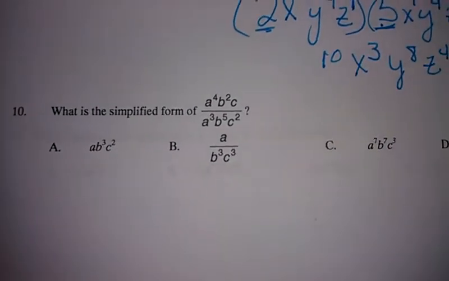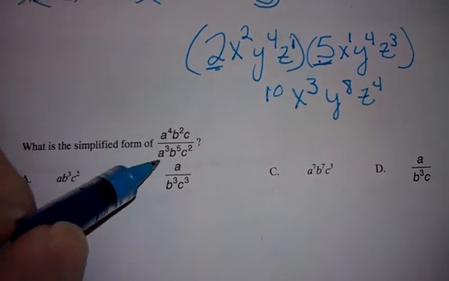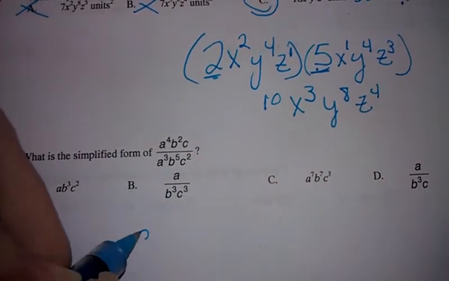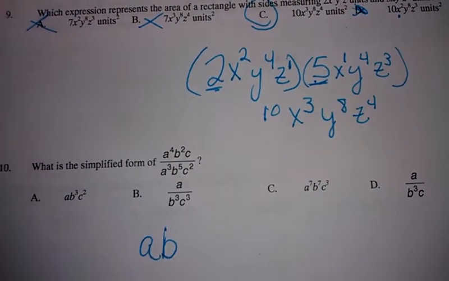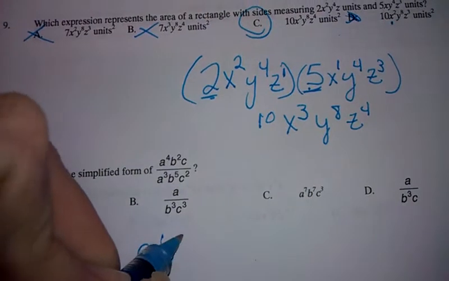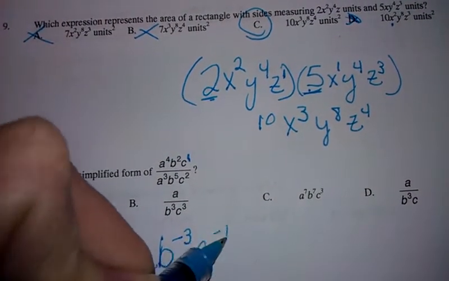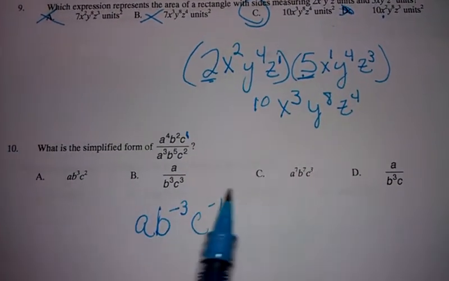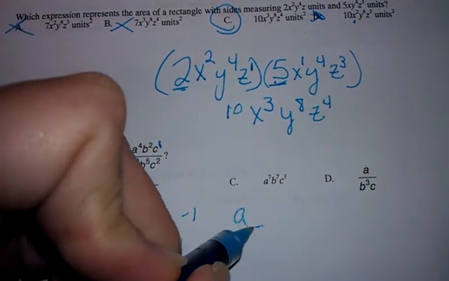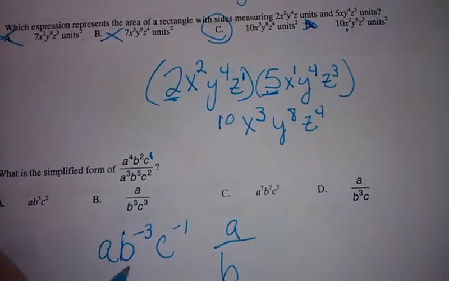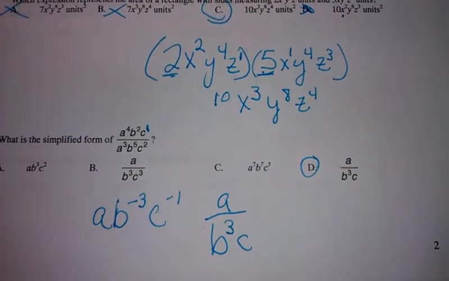The next one, it says what is it in simplified form? When you're dividing, you subtract your exponents. 4 minus 3 is 1, so I have 1a. I have a to the first power, sorry. 2 minus 5 is negative 3. This is a 1, 1 minus 2, c to the negative 1. Well, I don't see any negative exponents anywhere in here, but this is the same to make them all positive. A would stay on top, B would go below, and so would the C. Your answer is letter D.